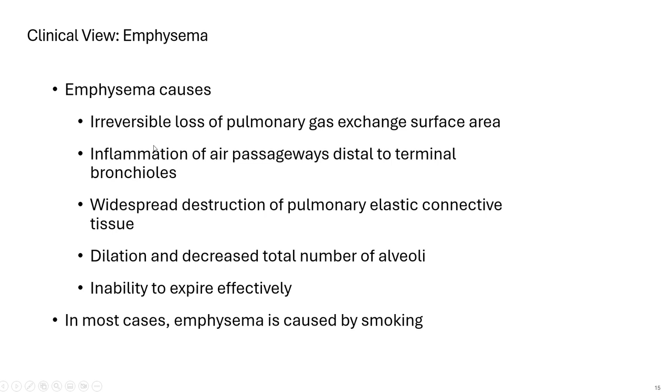Now, one thing that can cause a mismatch, or even really just cause a less efficient gas exchange process, is something called emphysema, right? So emphysema, this can occur due to smoking, almost always. This is damage to the alveoli, and it is permanent, right? So it's this irreversible loss of pulmonary gas exchange surface area, right? So remember, surface area, that was one of the factors that influences gas exchange, right? The other one had to do with the thickness of the membrane, right?